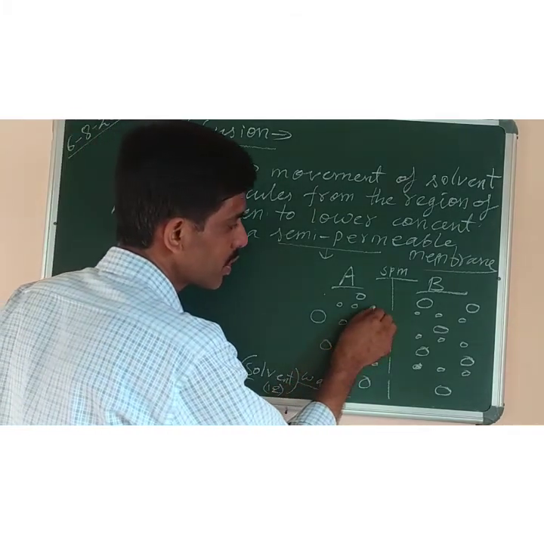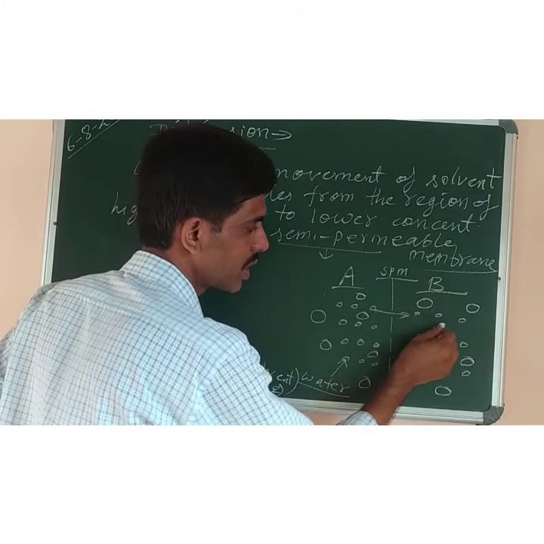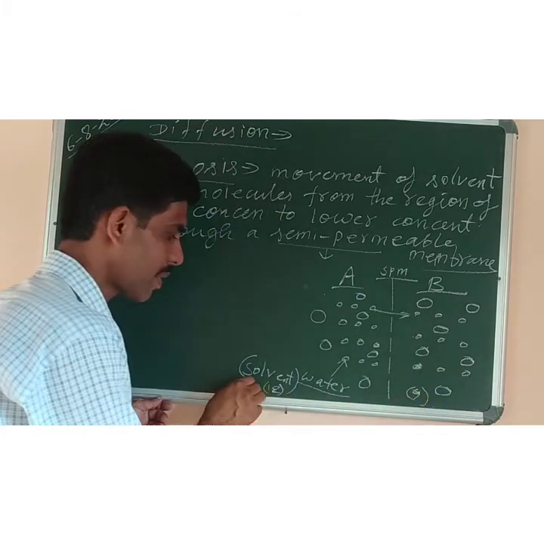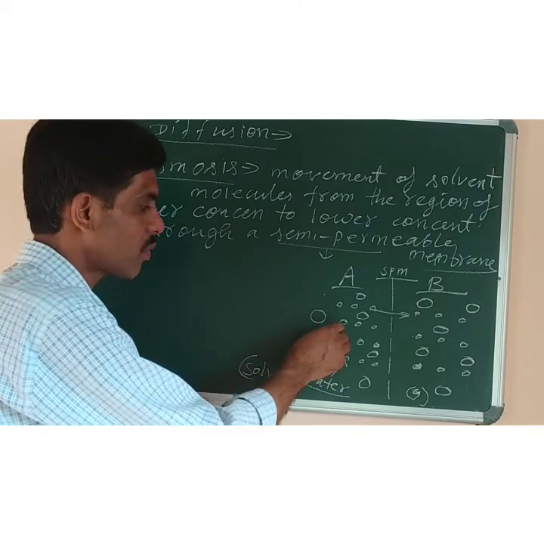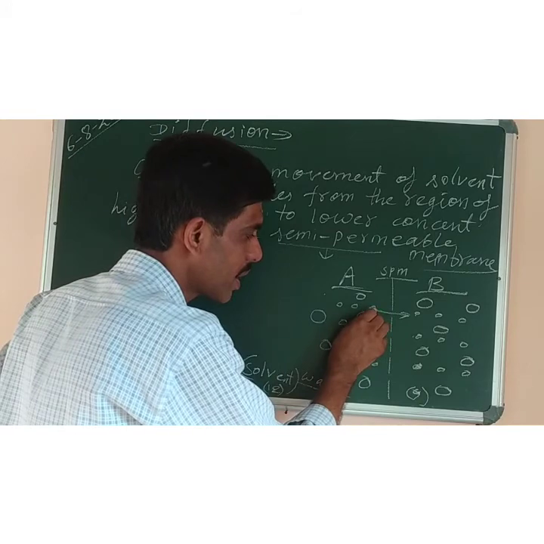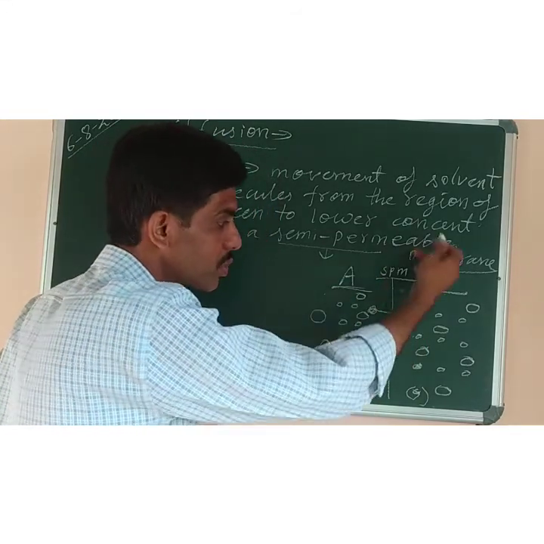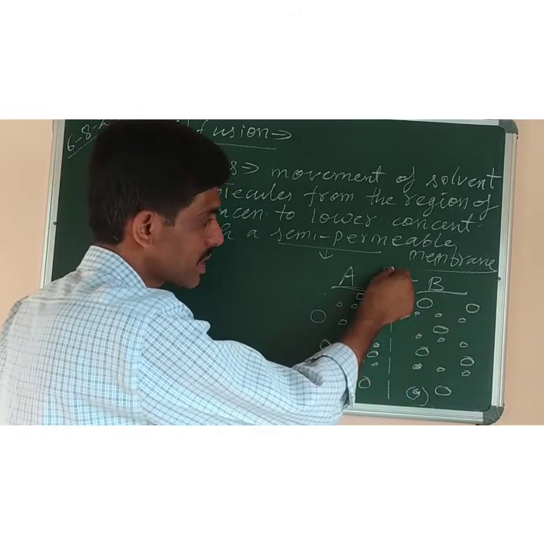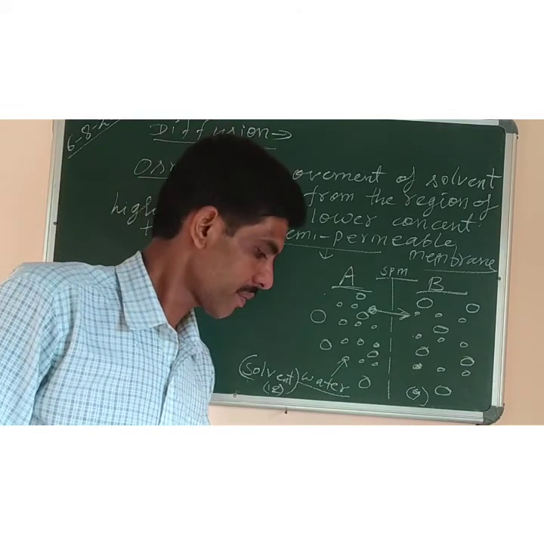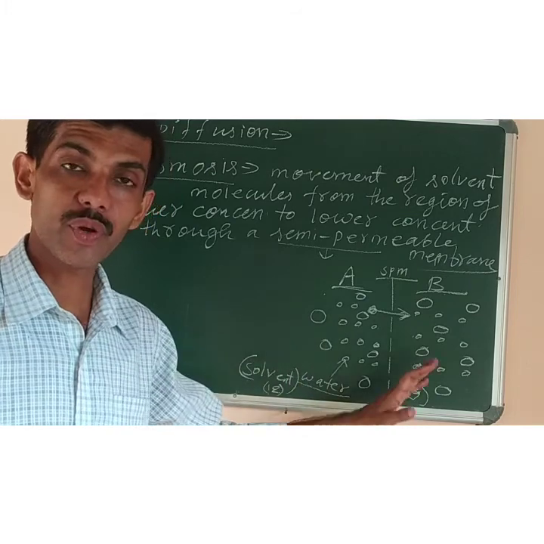So water molecules will move from the area of higher concentration to lower concentration. Here you can see 1, 2, 3, 4, 5, 6, 7, 8, 9. Here only 9 are there and here 12 are there. Means the concentration of water is more inside A than B. So this water, or the solvent molecules, will move from the area of higher concentration to the area of lower concentration by passing through this membrane. This process is called osmosis. Got it? Understood?